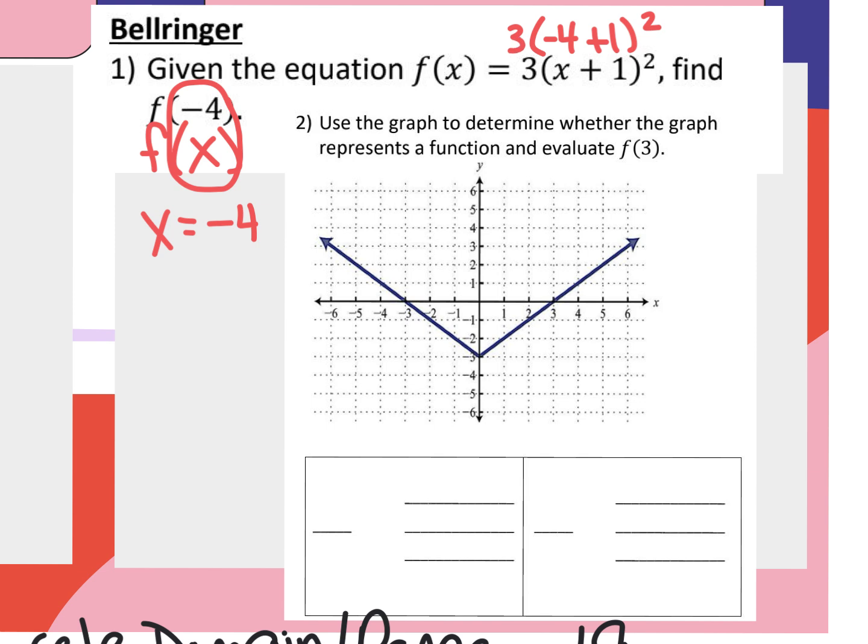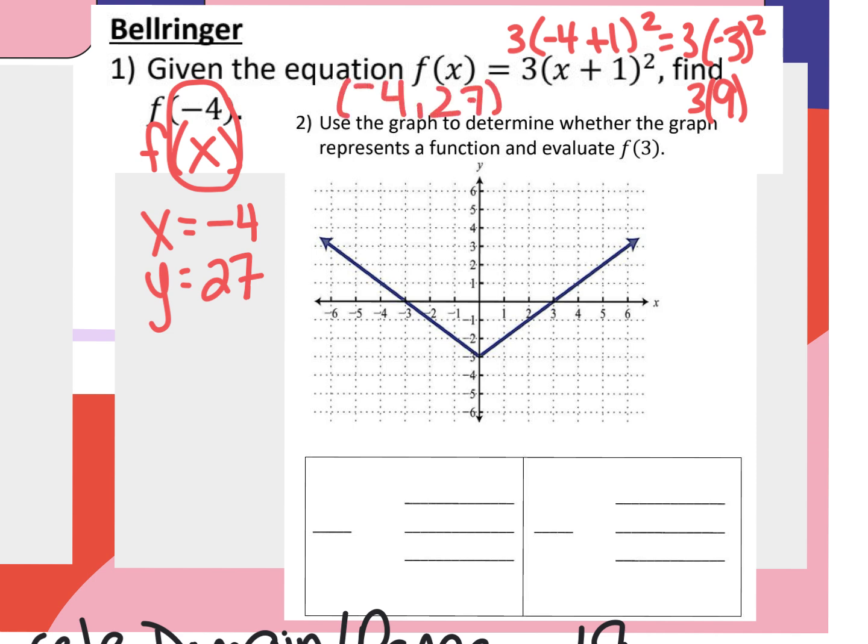So when you use your calculator, you get 3 times -3 squared. -3 squared is +9. 3 times 9, so y is 27. We talked about this is a coordinate. So the answer here would be -4, +27. You could also use your calculator there.